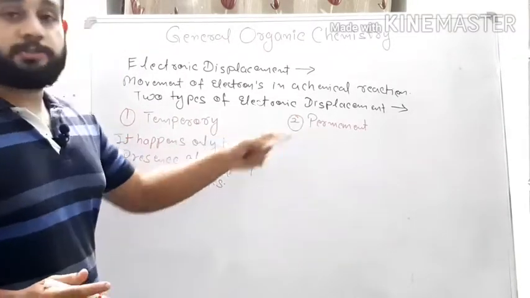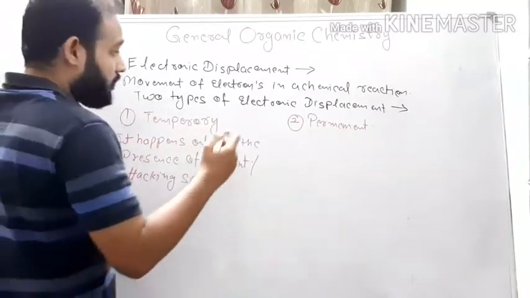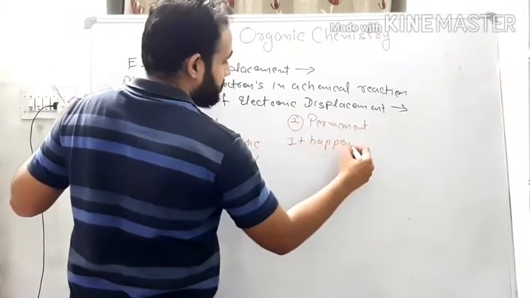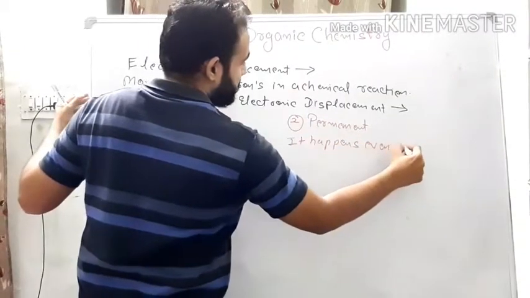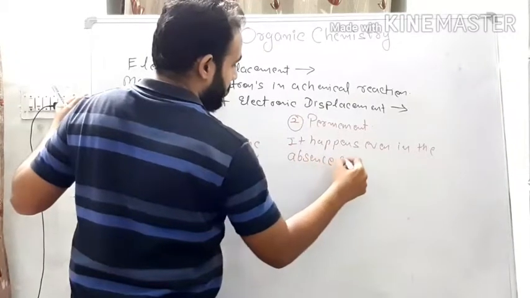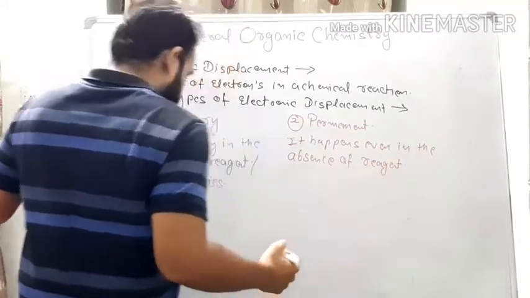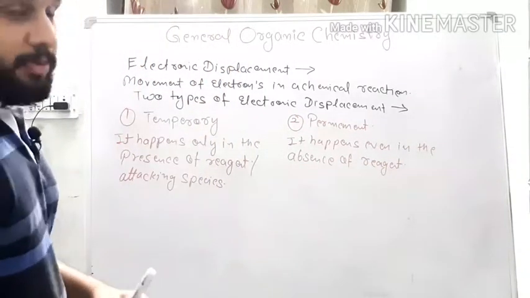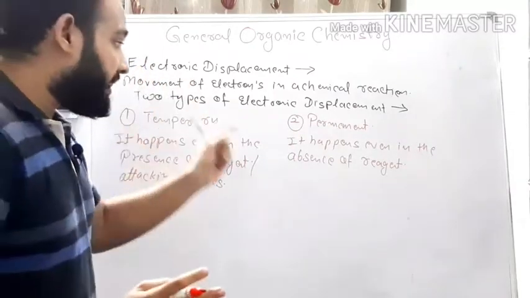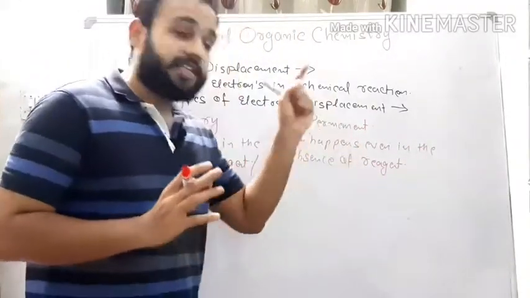The opposite of that is permanent electronic displacement. It happens even in the absence of the reagent. So when you study temporary electronic displacement, the must condition is the presence of a reagent or attacking species, but permanent electronic displacement you can observe even in the absence of reagent.